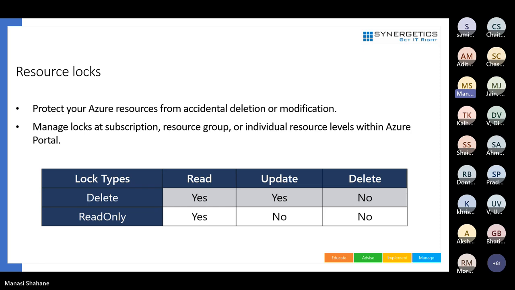Now coming to resource locks. Accidentally or by mistake, the intern or a person or even you can delete the resource group, right? It can happen. If you don't want that to happen, you can put a lock on that resource group. It's like your house: in order to prevent theft or burglary, what do you do? You put a lock on your house, secure or seal your windows, and ensure nobody can enter when you are not at home, right?